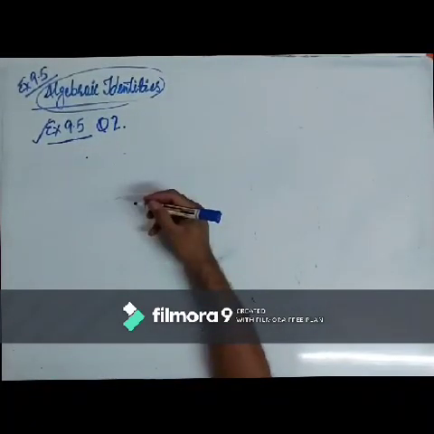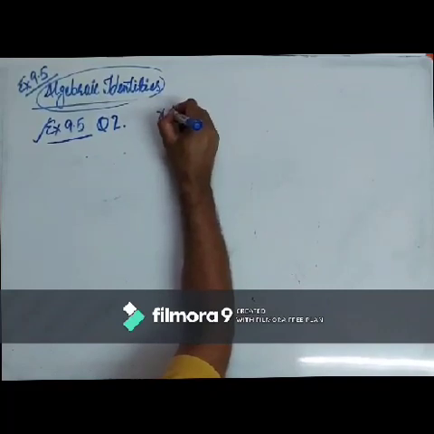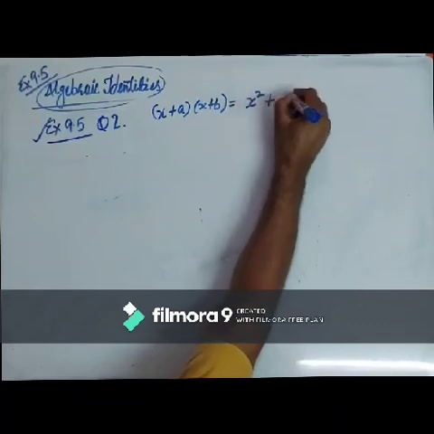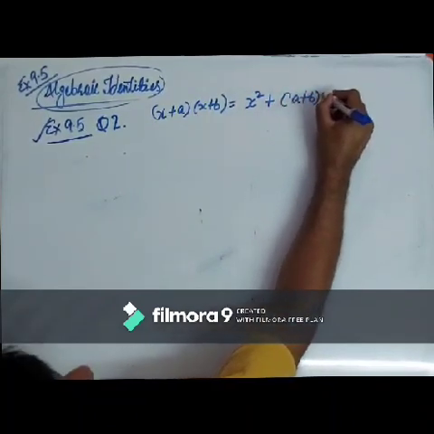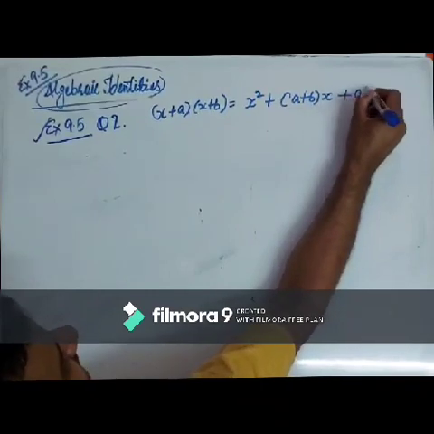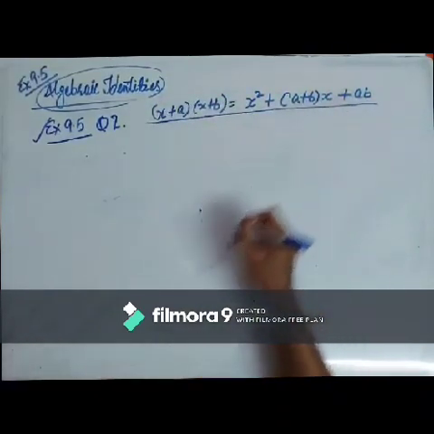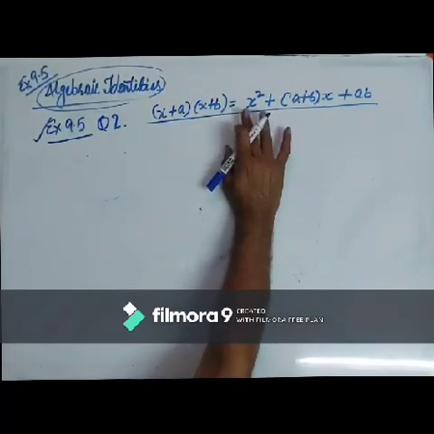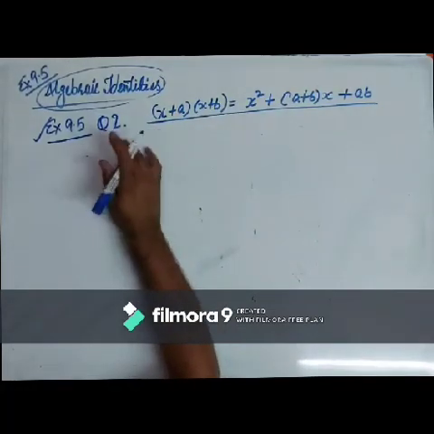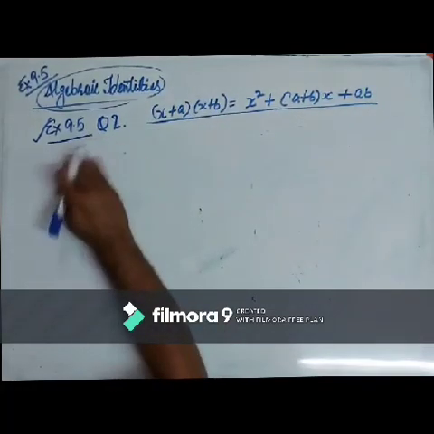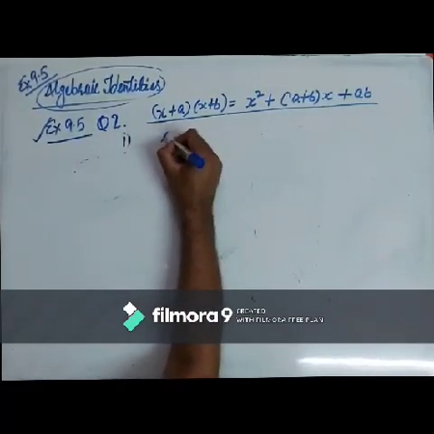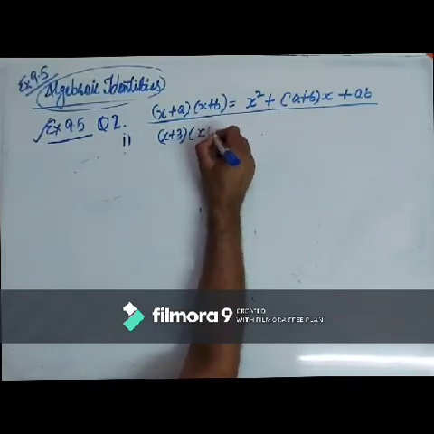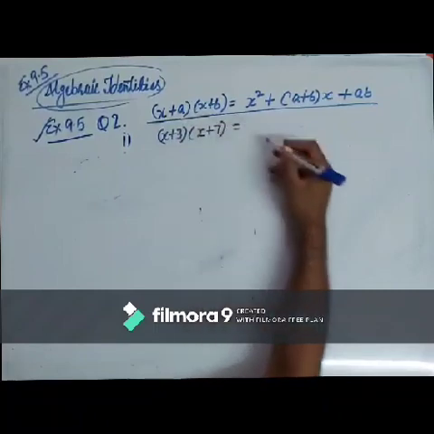Question number 2 says use this identity: (x plus a) into (x plus b) is equal to x square plus (a plus b) whole into x, outside, plus ab. This was identity number 4 I have told you previously. So this identity has to be used in question number 2. The first question is (x plus 3) into (x plus 7).